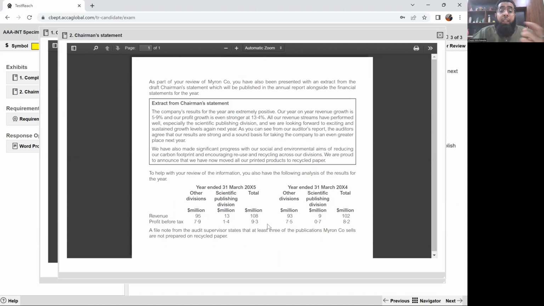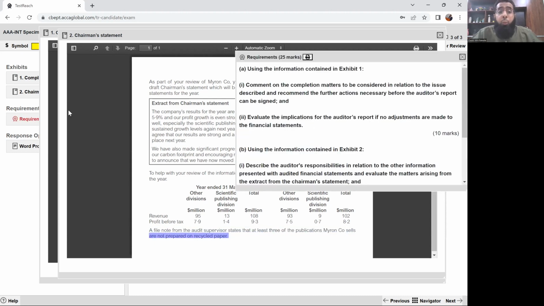We need to look at whether the growth numbers which have been reported in the chairman's statement are right ones or not. A note from the audit supervisor states that at least 3 of the publications of Myron Company sells are not prepared on recycled paper. So the claim of the chairman that all our printed products have been shifted to recycled paper is not true, because the supervisor stated that at least 3 of the publications are still not on the recycled paper. Okay, so these were the 2 exhibits.